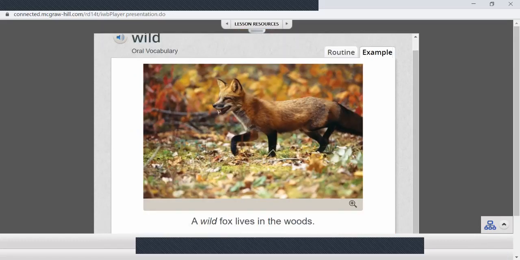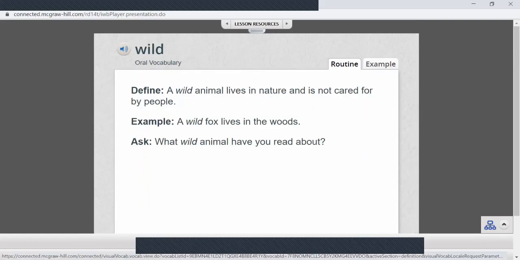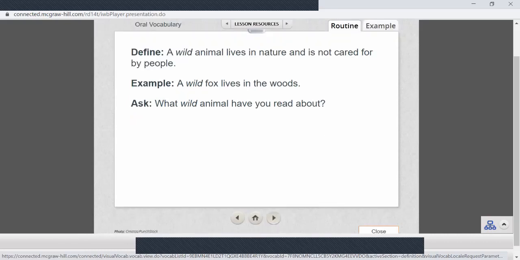Wild. A wild fox lives in the woods. A wild animal lives in nature and is not cared for by people. Wild.